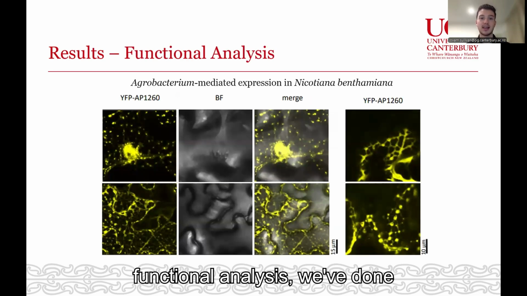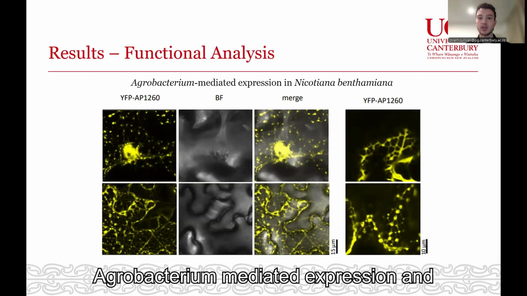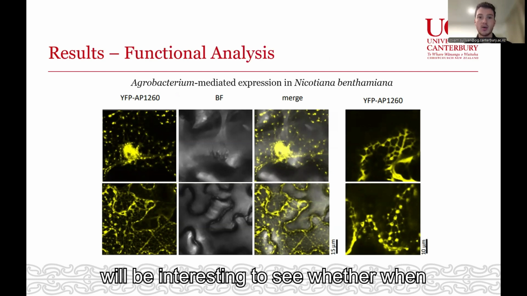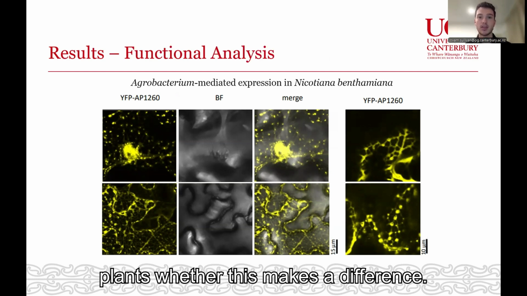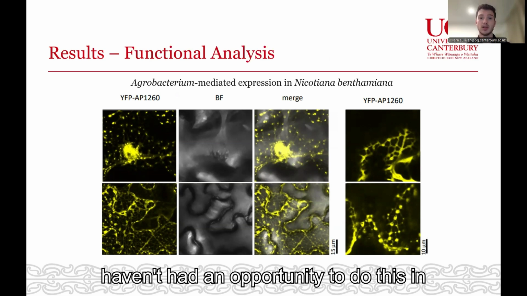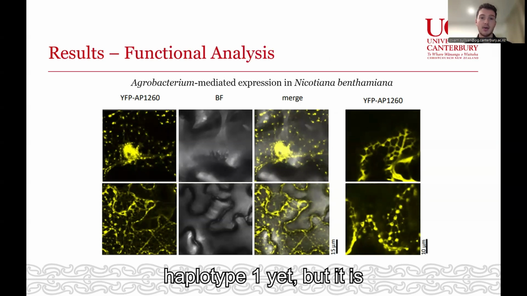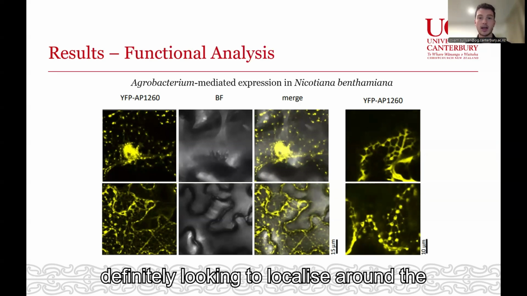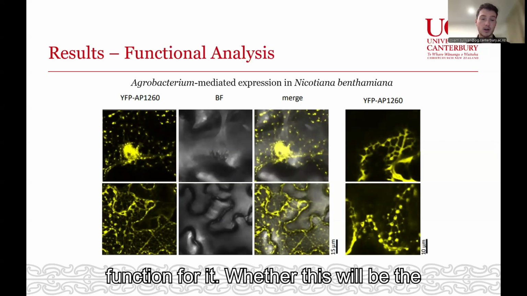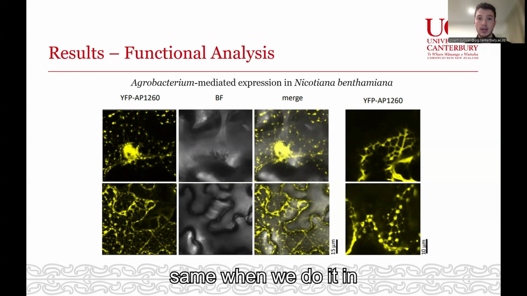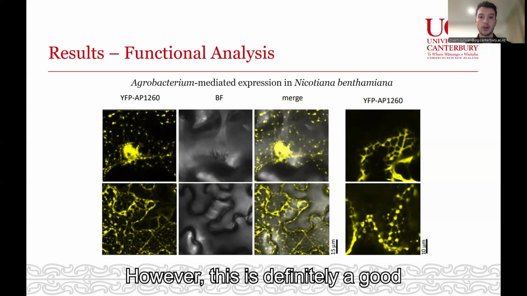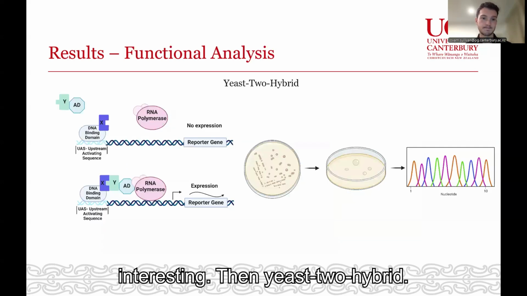Then onto the functional analysis, we've done agrobacterium-mediated expression in Nicotiana, not myrtaceous, so it will be interesting to see whether, when we get permits to work in myrtaceous plants, this makes a difference. But as you can see, with this is haplotype 2, haven't had an opportunity to do this in haplotype 1 yet, but it is definitely looking to localize around the endoplasmic reticulum and the nucleus, which definitely could infer some function for it. Whether this will be the same when we do it in myrtaceous plants is yet to be seen. However, this is definitely a good preliminary result and definitely very interesting.